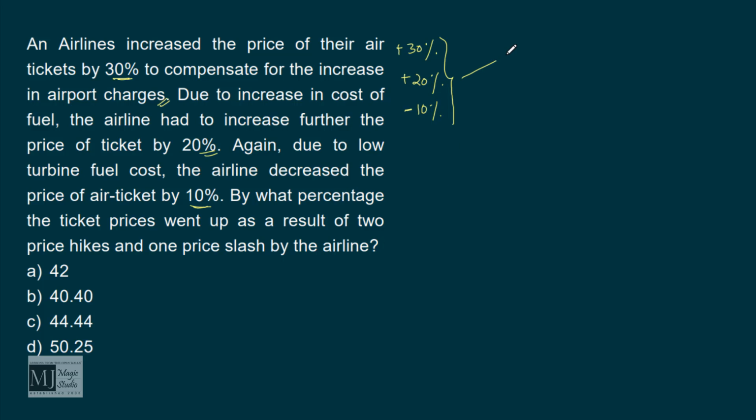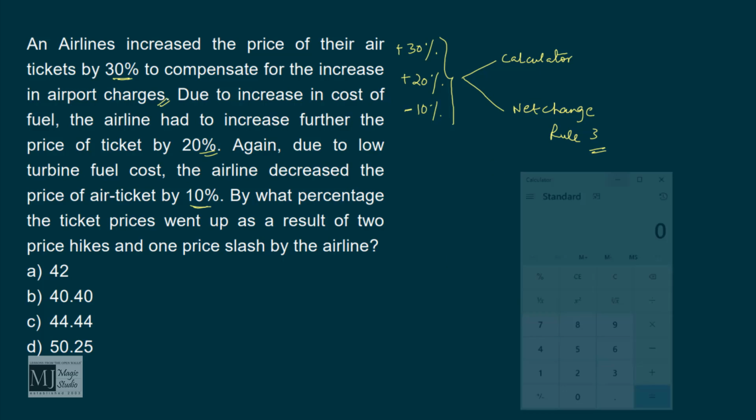See, we have 2 methods. Either I can use a calculator directly, and I'll show you how to do that without actually using pen or paper. Or if you have no access to a calculator in any examination you are appearing for, then we can use our net change rule, that is rule 3, and quickly calculate this value. So let's see in the calculator without pen and paper how we can solve this.